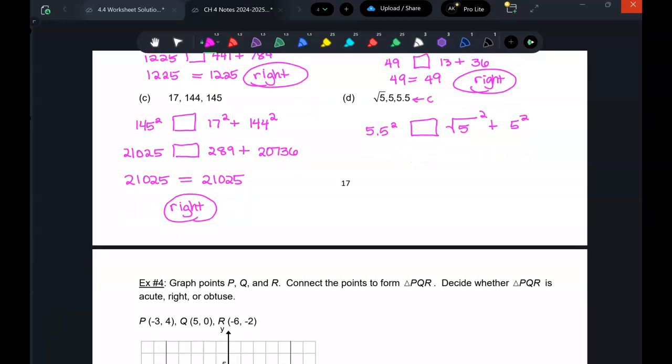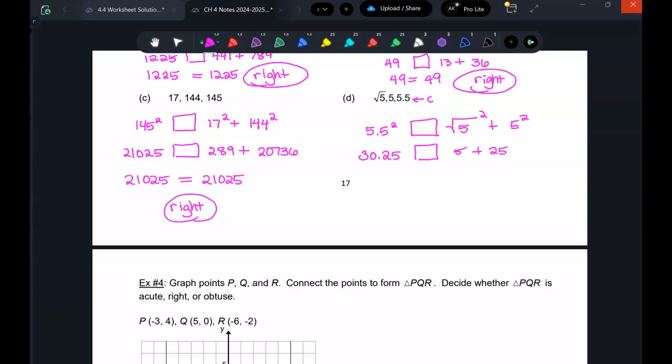All of these are right angles. Is this one a right angle too? What's 5.5 squared? It is 30.25. Obtuse. Wait, what do you do for D? That's so confusing. So this will be 5 and this will be 25.